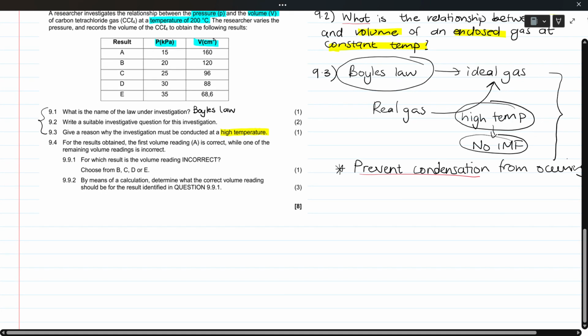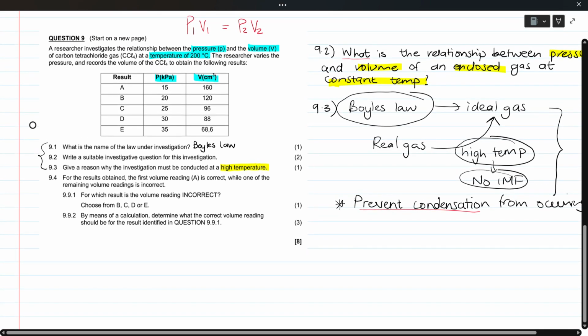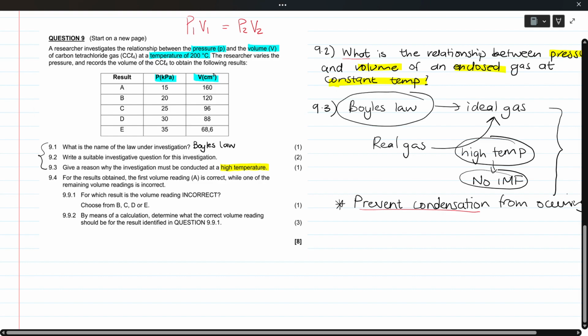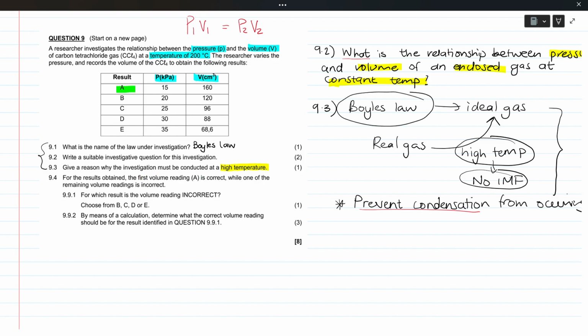All right, so let's move on to 9.4. So we're saying now, from the results obtained, the first volume reading A is correct. Let's highlight A. So A is the first volume reading here. They're telling you that that one is actually correct, so we can trust that reading, while one of the remaining volume readings is actually incorrect. So obviously it's going to be either B, C, D, or E that is incorrect. And they want you to actually go and choose from this.